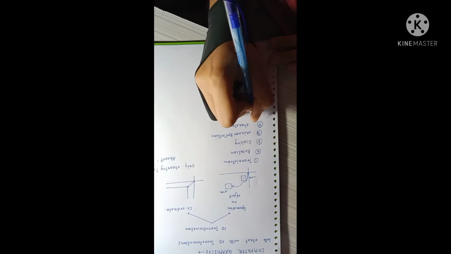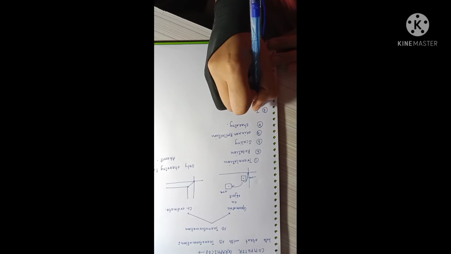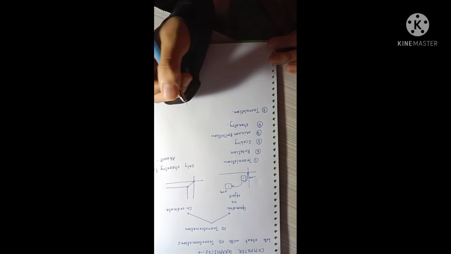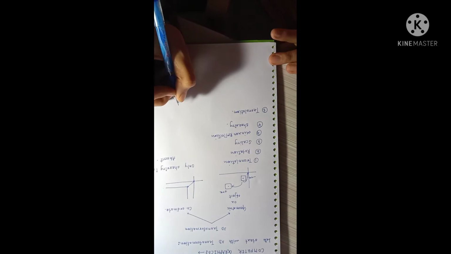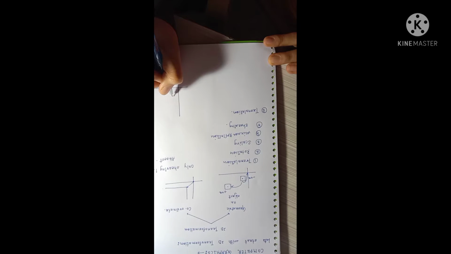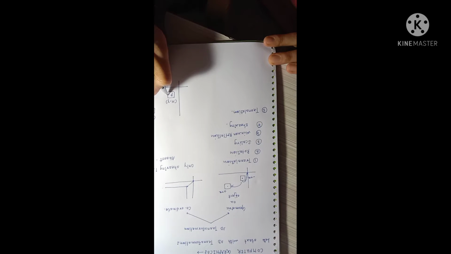So today let's start with translation. Now what is translation? The moving of an object from point P. This is point P, this is point P dash. The coordinates of point P are x, y and of P dash x dash, y dash. The moving of an object from point P to P dash is called translation.